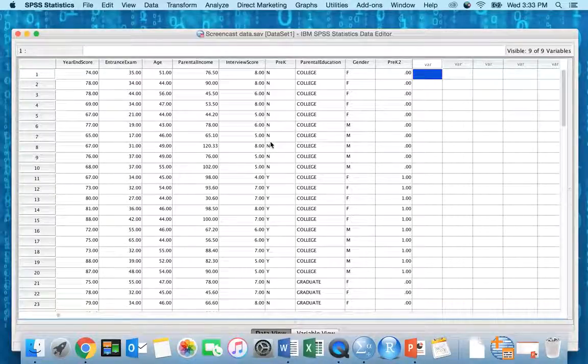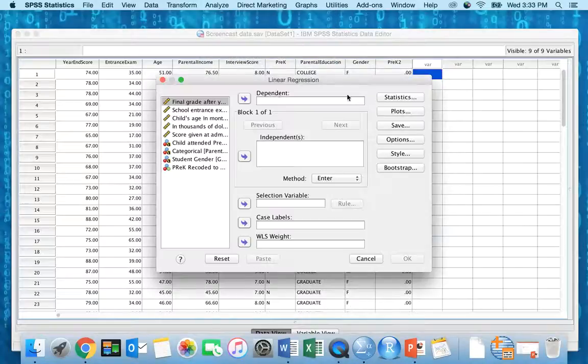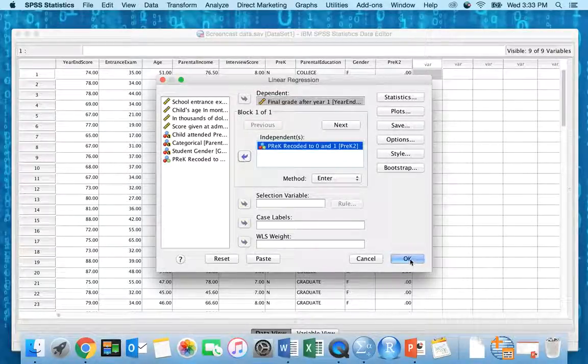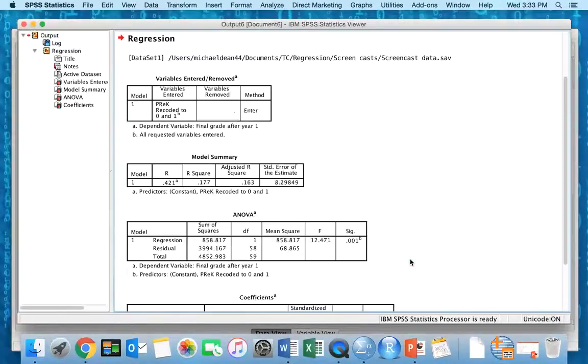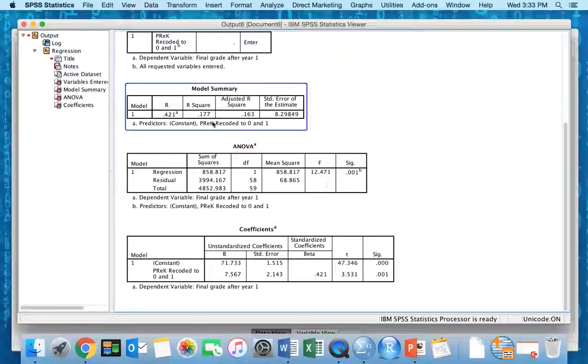And we did that through the regression analysis. So we went up here and we did analyze regression. Linear. Final grade is the dependent variable, and pre-K recoded into a dummy variable. We ran the analysis. We saw that, yes, attendance at pre-K is a significant predictor of final grade after year 1. P-value of less than 0.05 and R-square of 0.177.